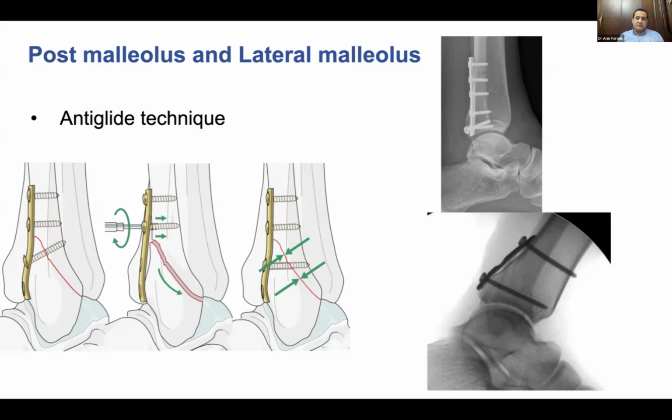So what's next? Dr. Abdullah is writing lateral neutralization plate for the fibula.